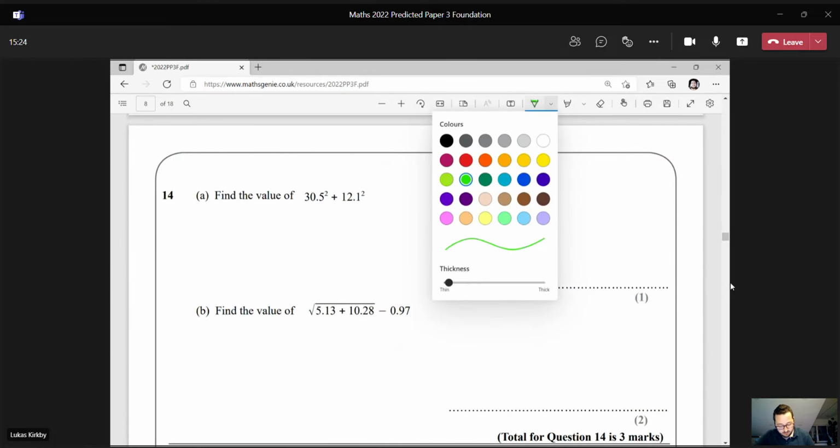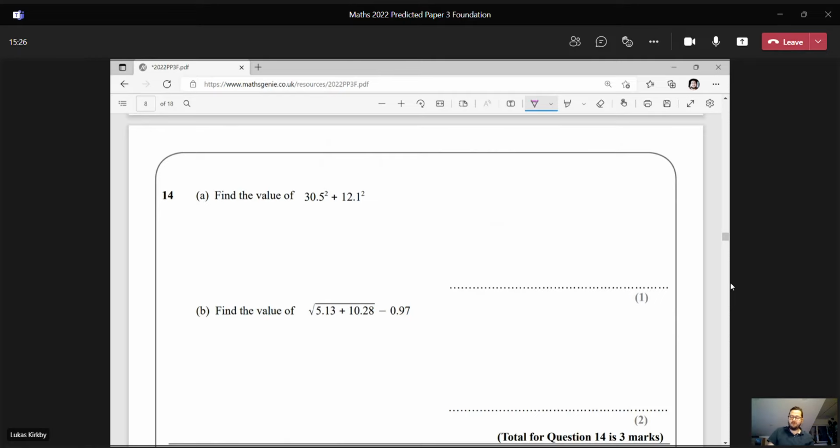Okay, so the next one says find the value of 30.5 squared plus 12.1 squared. So this is just a test of can you put this in your calculator. See, I've made a typo, put 12.0, so just double check every figure is right. 30.5 squared plus 12.1 squared equals, and we want to write down everything that we see. So 1076.66.